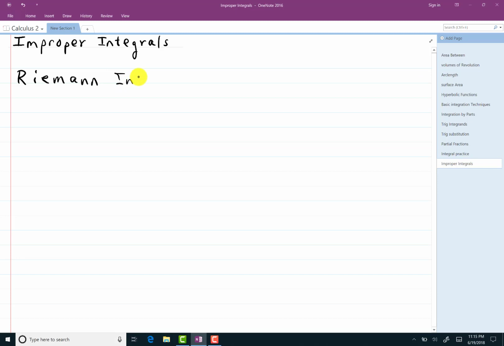Riemann integrals never have unbounded intervals or unbounded regions of integration.